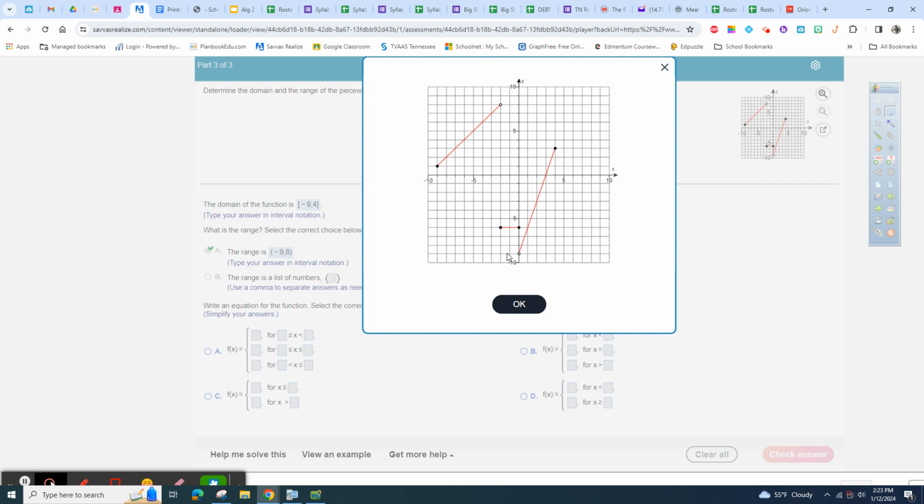So we have 3 different pieces for this piecewise. You see there's 3 lines on this A choice. There's only 2 lines on the C choice, so that's bad, and the D choice. So it's either A or B.